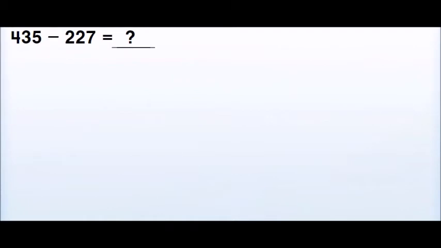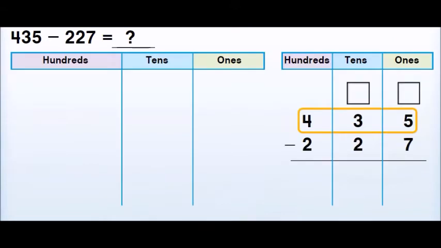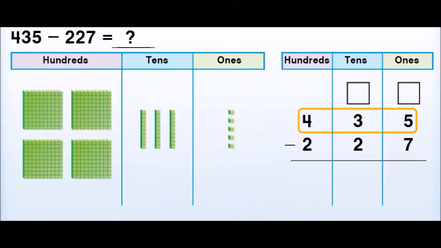Subtracting with three-digit numbers looks a lot like subtracting with two-digit numbers. You can use a model to show what happens when you subtract. First, show the number that you're subtracting from in the model. 435 has 4 hundreds, 3 tens, and 4 ones.